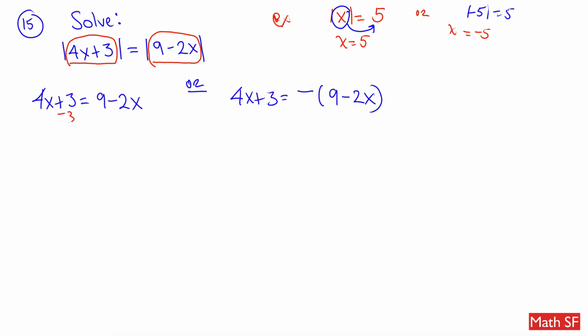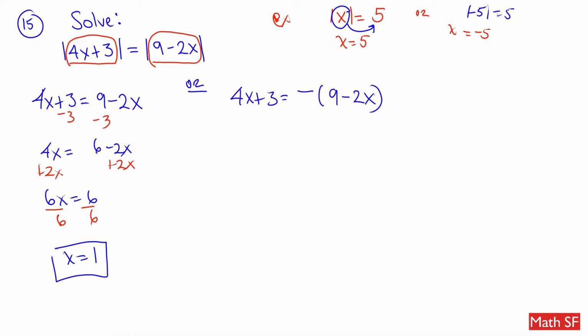So minus 3, and I'll have 4x equals 9 minus 3, which is actually 6, minus 2x, then plus 2x on each side. Then you get 6x equals 6. Dividing each side by 6, you're going to get x equals 1. So that's my first answer.